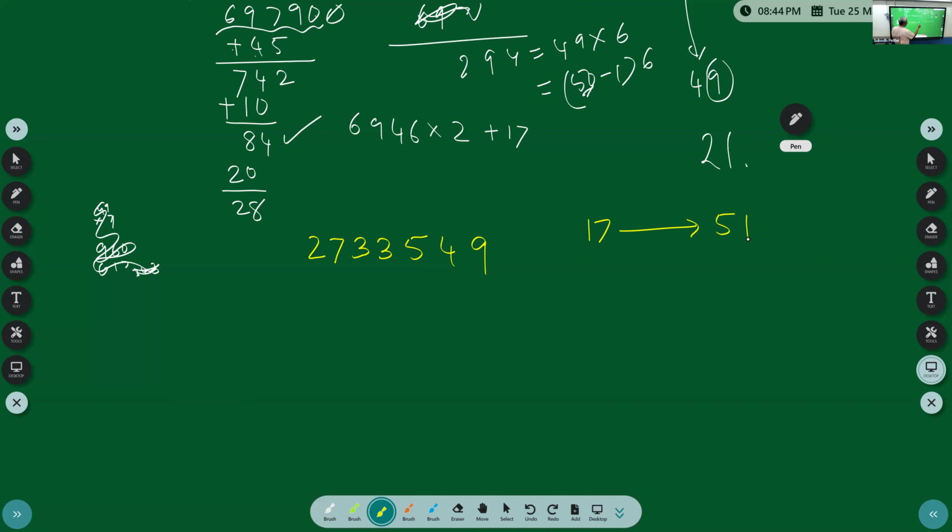So let us try to do this for this number. Multiply last digit by 5. Now what's 45? Subtract it from remaining number 9. 3327.